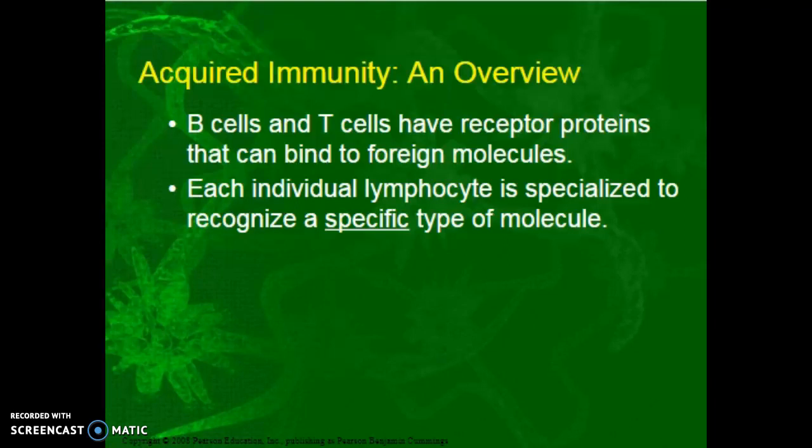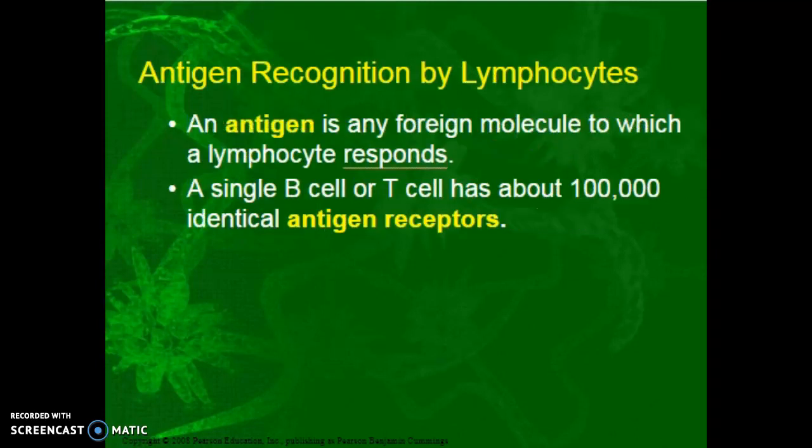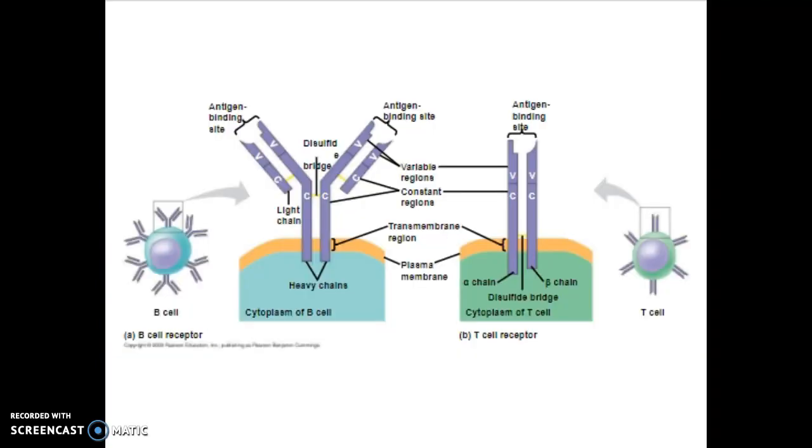Each antigen is going to have a different molecule, a different type of B or T cell to break it down. Here's our definition for antigen. Hope we didn't spend a lot of time working on it. Any foreign molecule to which a lymphocyte responds. A single B or T cell has about 100,000 antigen receptors. They're identical antigen receptors. So like I said, these are specific.